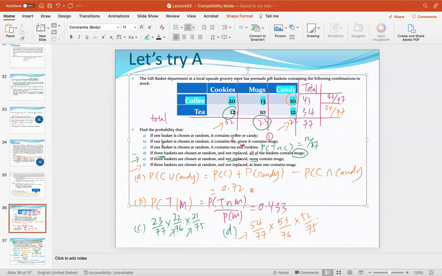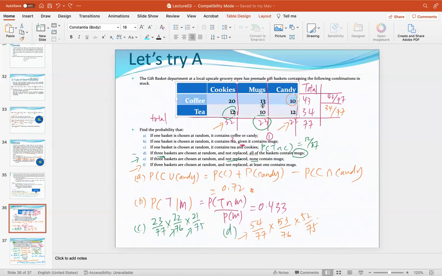Try it out. Number 2, if one basket is chosen at random, it contains tea, given it contains mug. So if we know that mug first, then tea, right? So we know that probability of tea and mug over probability of mug. Tea and mug is 10 over 77. Probability of mug is 23 over 77. Check it out. So you have the same answer.